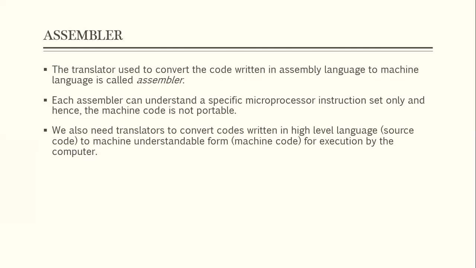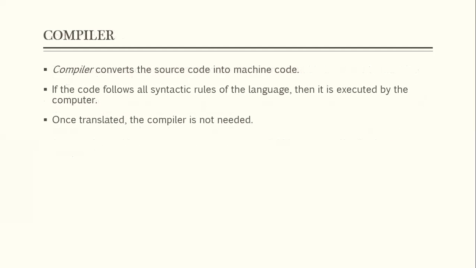We also need translators to convert code written in high-level language, that is Python, to machine understandable form for execution by the computer. Otherwise, the computer will not be able to read it. A compiler converts the source code into machine code. If the code follows all syntactic rules of the language, then it is executed by the computer. Once translated, the compiler is not needed.